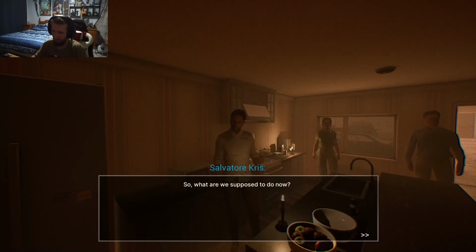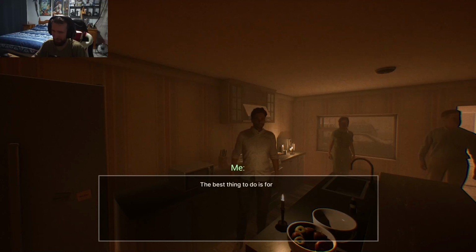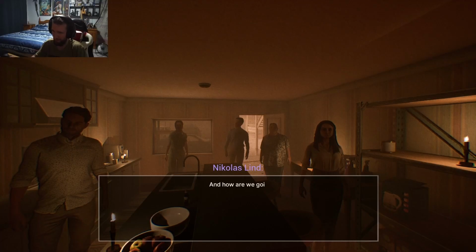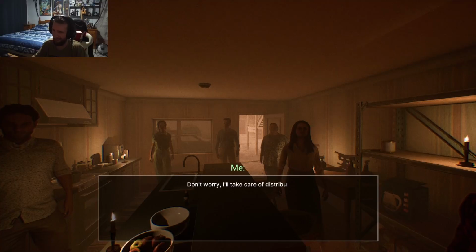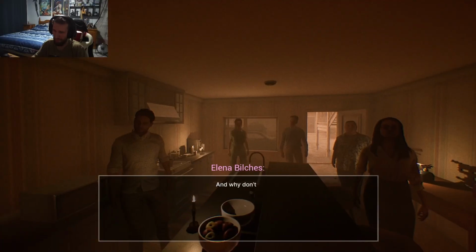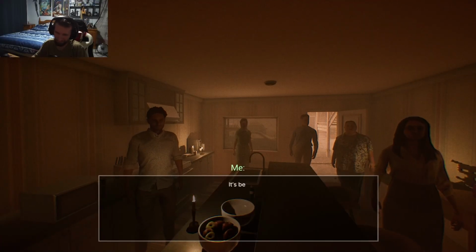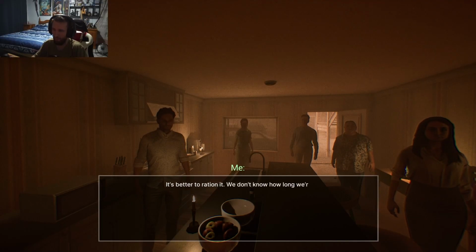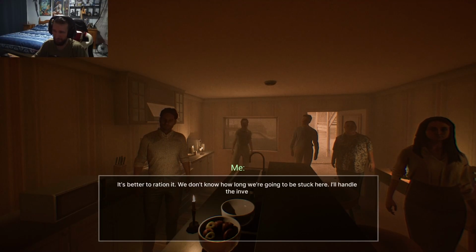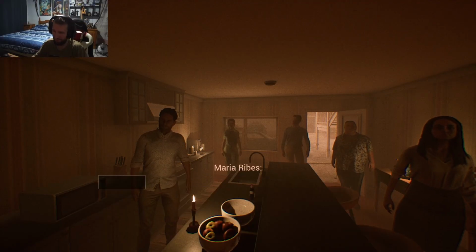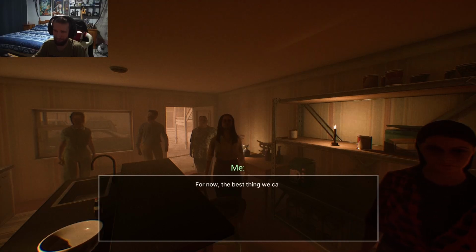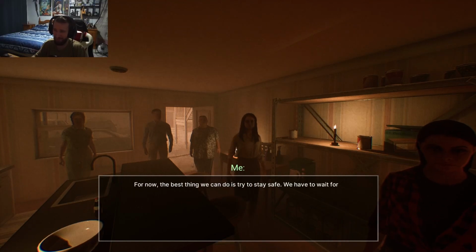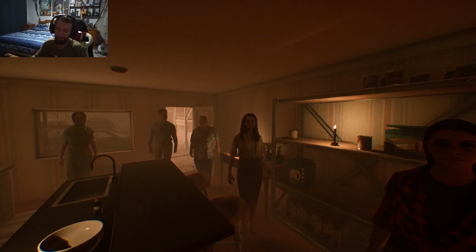So what are we supposed to do now? The best thing to do for everyone is to lock themselves into their rooms and stay put. And how are we going to eat? We need supplies. Don't worry, I'll take care of the distribution of the food. And why don't we just grab it now? It's better to ration. We don't know how long we're going to be stuck here. I'll handle the inventory and the food distribution. And that's it? We're just going to wait? For now, the best thing we can do is try to stay safe. We have to wait for the storm to ease up.